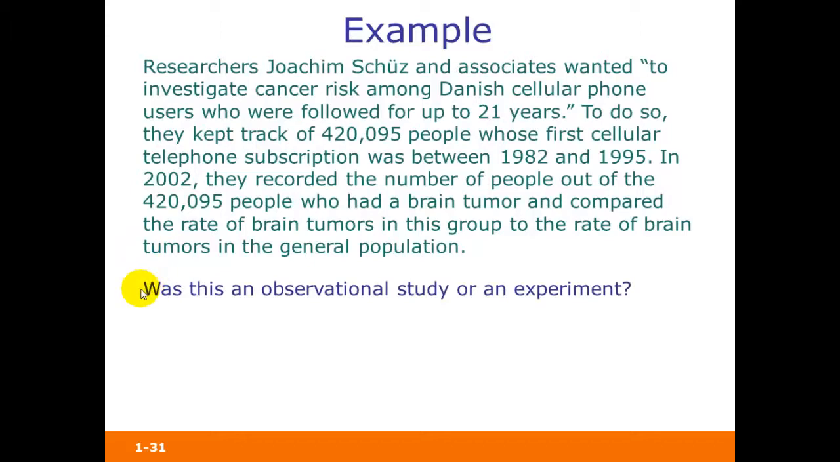Our first question here is, was this an observational study or an experiment? In other words, did the researchers try to apply a treatment or apply something that would change the explanatory variable? No, they didn't. All they did was make observations. Notice here it says they just kept track of these people who had their first subscription between 1982 and 1995, and then they recorded how many of them had a brain tumor. So all they were doing was observing. That would make this an observational study.